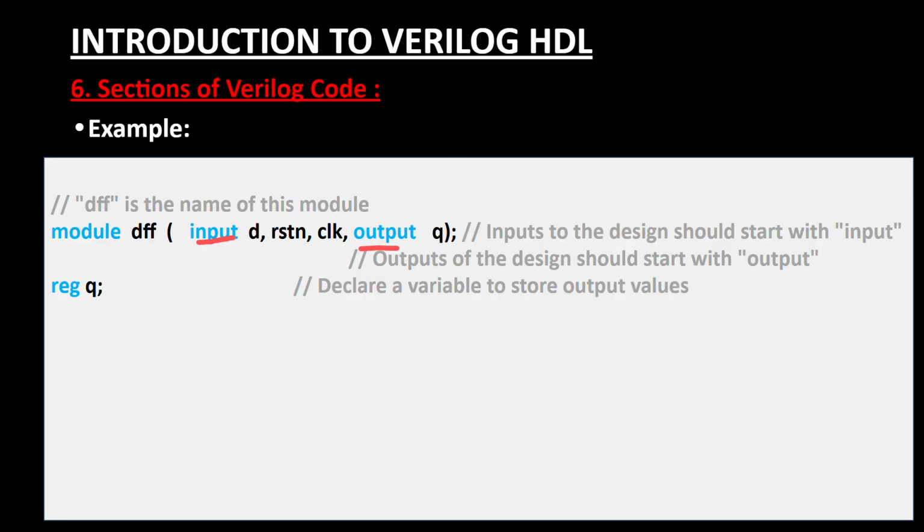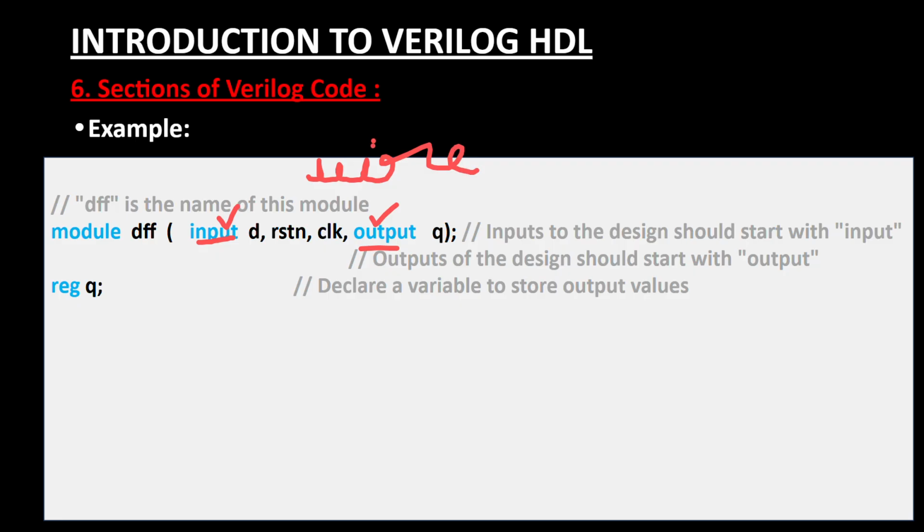By default, if you don't mention any data type, this is the port. This is not the data type. Input and output are not data types. We are just declaring what is the input and what is the output. That's it. So by default, the input and output ports are in the form of wire data type. Remember this point. It will also be discussed by me later.